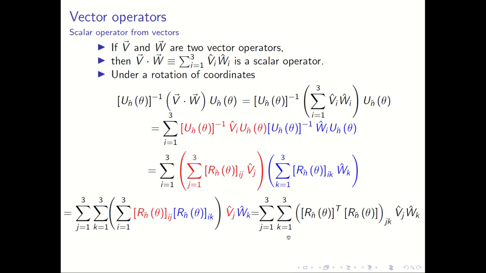Now comes the basic property of rotations. These matrices are orthogonal matrices, so Rn hat theta transpose Rn hat theta is nothing but the identity matrix, and its jkth element is nothing but the Kronecker delta jk. And finally we end up with this being the same as VjWj, which means it's the same as V dot W. So as promised, V dot W is a scalar operator. It does not change or transform when you rotate your coordinate system.